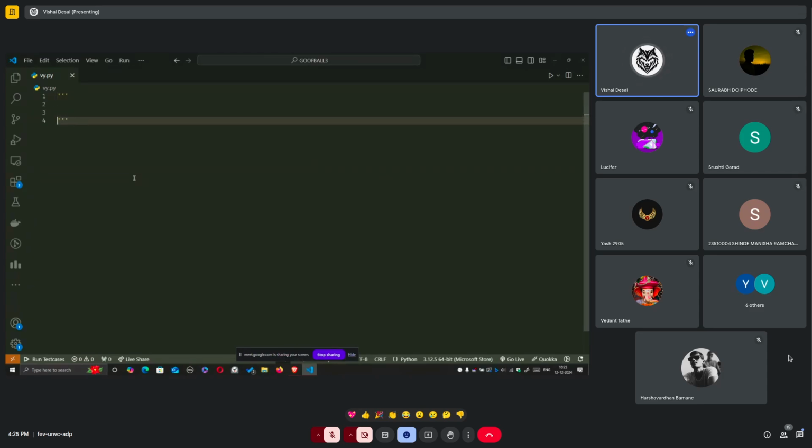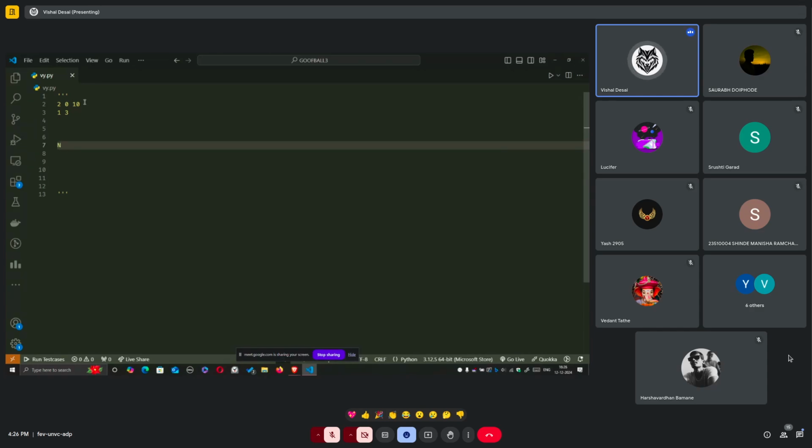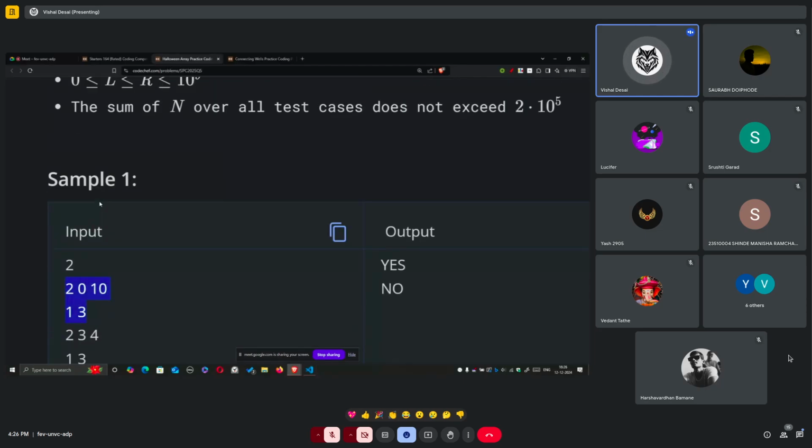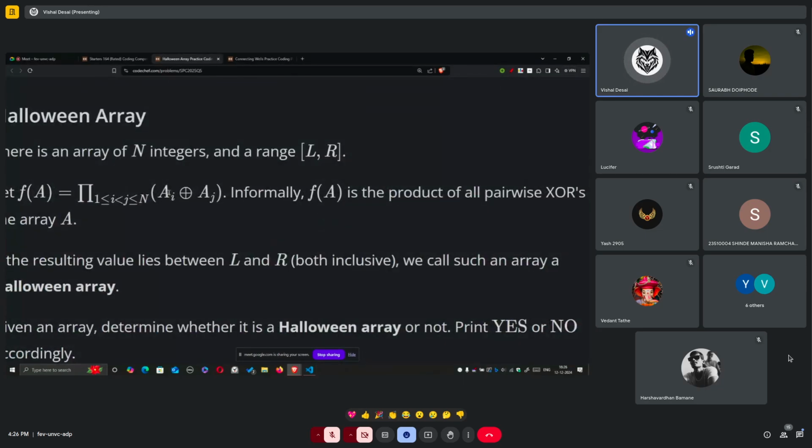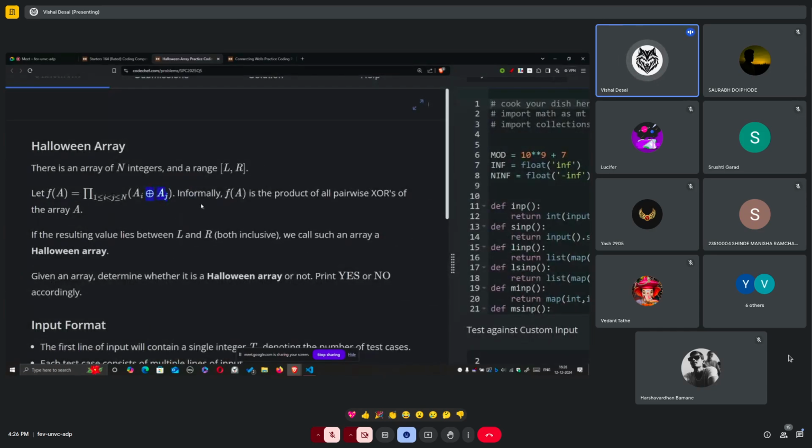Just a second, I will create a. Okay, so the first integer is n, then L, and then R, and the rest is the array. This is a two size array, and what they are asking is for every pair XOR, like every pairwise XOR, we have to take the product of them.